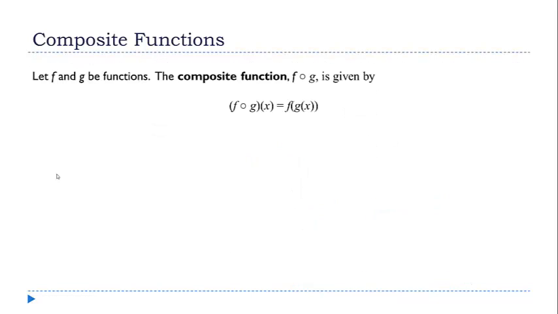So we have a notation for this. It's this big circle. And the way we would read this is f of g of x. And you can see there's two ways we can write this. Sometimes we'll use this big circle. Sometimes we'll just write it this way.